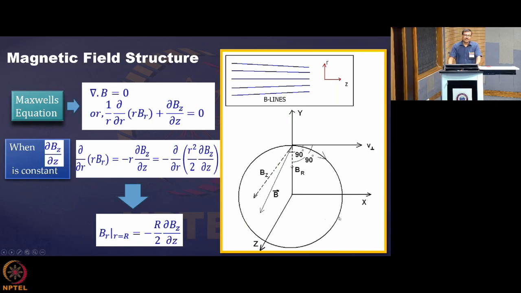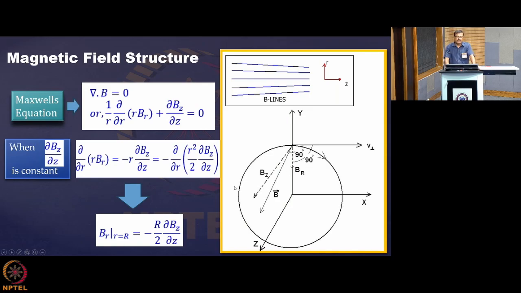Okay. So now we know what Br and Bz are, and we are assuming that del Bz by del Z is constant over here. If del Bz by del Z is constant, then we can write this equation in this form, and you can see what is inside the bracket. Here it is R Br, and here it is R square by 2 del Bz by del Z, with an equal sign, and both are derivatives. So we can compare these two, and we get that Br is R by 2 del Bz by del Z, because the R cancels and you are left with R by 2 del Bz by del Z.